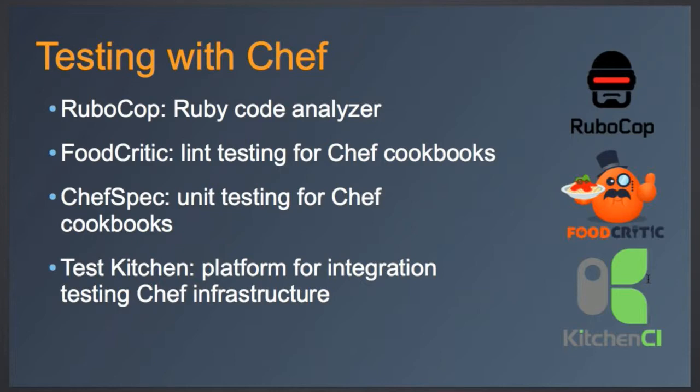Food Critic is a lint tester for Chef cookbooks. It gives you feedback on style, potential issues that could cause problems down the road. Chef Spec is a unit testing framework. So as you write your cookbooks and as you specify, hey, my Cisco resource is going to set my interface, you can actually say, hey, if it sets this interface, I expect the interface to do this.